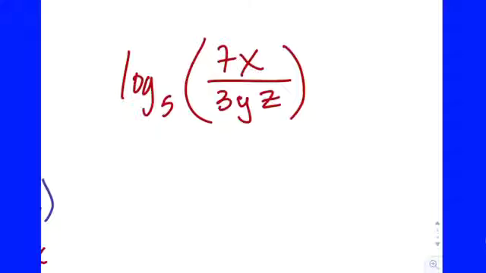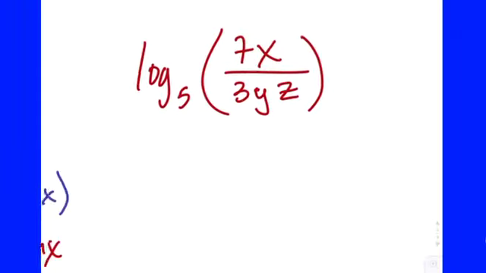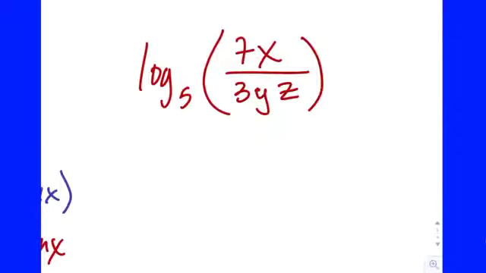How many factors do we have in the argument? 5, right? A 7, an x, a 3, a y, and a z. So how many terms should we have? 5. That means we should have 5 logs written, because every term gets its own log. So with 2 factors in the top, there should be 2 positive terms, and with 3 factors in the denominator, there should be 3 negative terms.